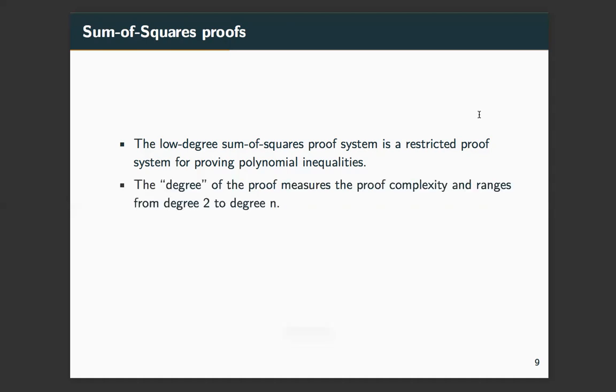Again, here we have the concept of a degree of the proof, which measures the complexity of the proof and can range from degree 2 to degree n. The degree of the proof we discussed for x squared plus y squared greater equal 0 is 2, because the degree of the polynomials involved in the proof is 2.